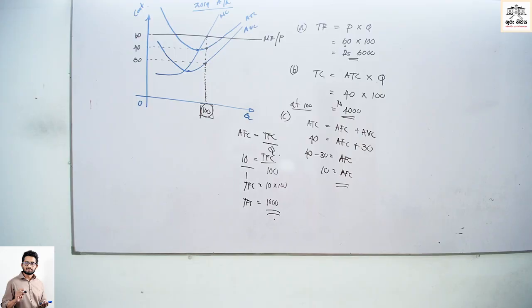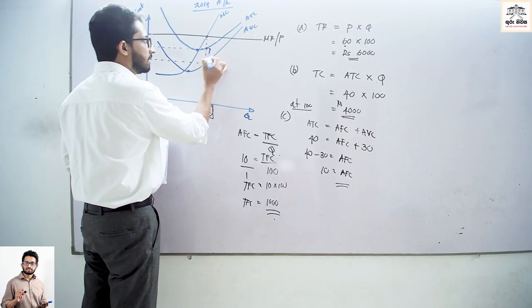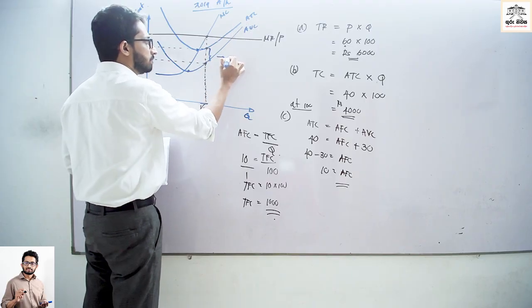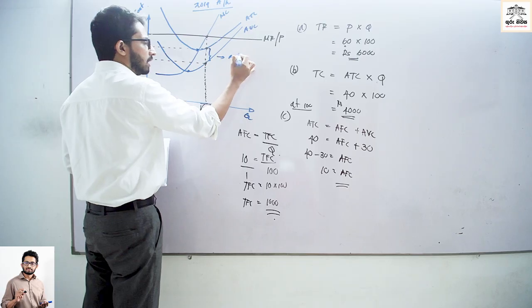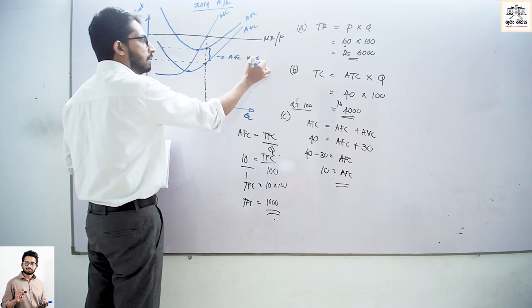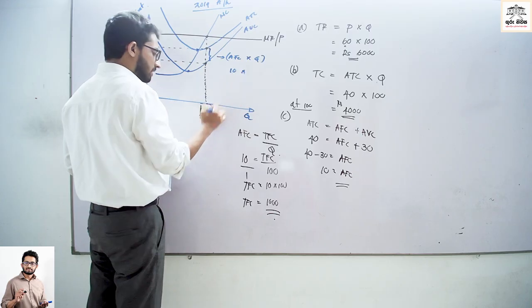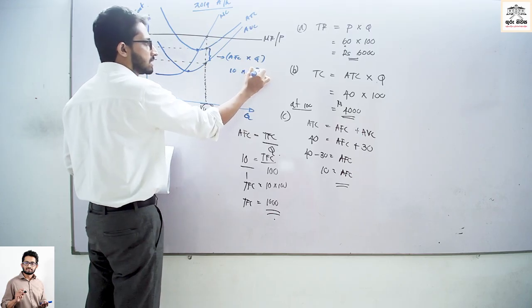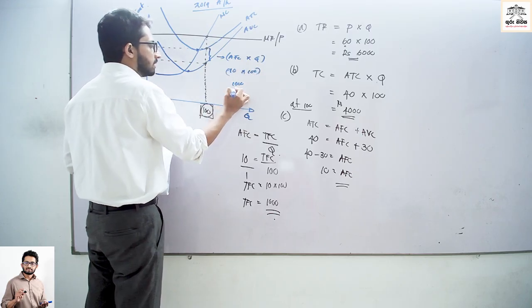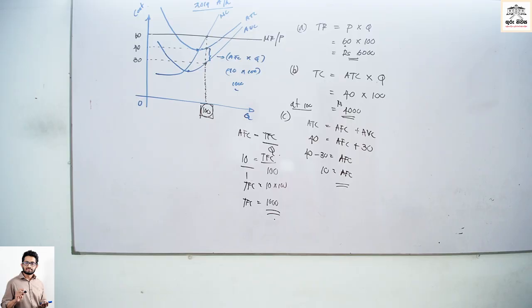That's very simple, Lamai. If there is any difference between AVC and ATC, Buddha, that should be AFC. Here, the vertical gap between ATC and AVC should be AFC. Right? If you want to convert AFC into TFC, Lamai, multiply by the quantity. AFC is 10 rupees. The relevant quantity is 100 units. Then total fixed cost should be 1000.